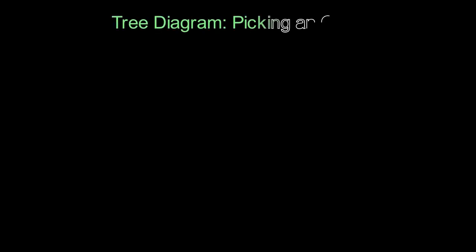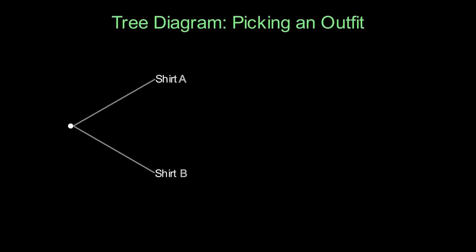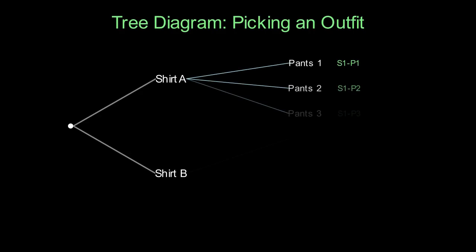Visualizing these outcomes can be tricky, which is why we use tree diagrams. Imagine you are picking an outfit. You have 2 types of shirts and 3 types of pants. A tree diagram branches out for each choice, showing us that 2 times 3 equals 6 total combinations.